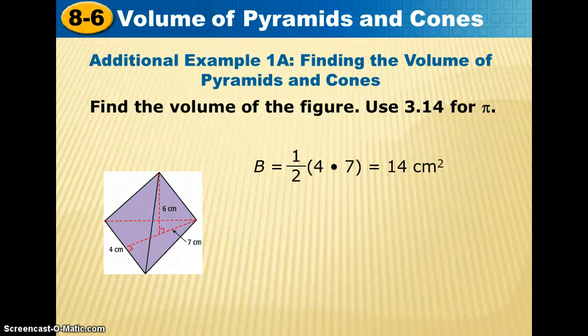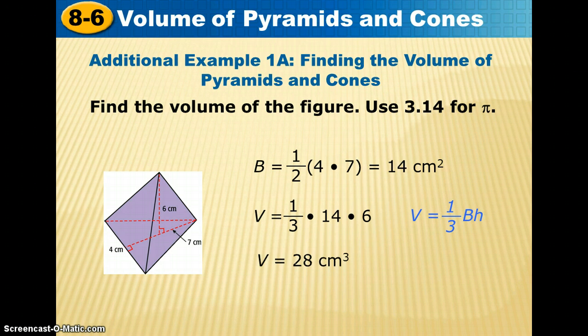And now that we have big B, we can use our volume formula. So now I would plug in 14 for big B, and then notice that the height is 6. So writing that all in, I would get 1/3 times 14 times 6. And multiplying that out, I would end up with a volume of 28 centimeters cubed. And remember, your units are always going to be cubic units anytime you're finding volume.